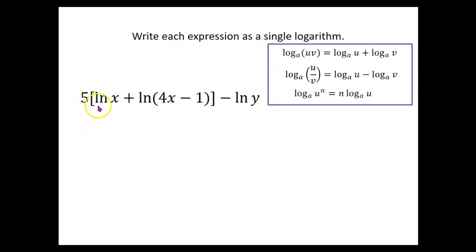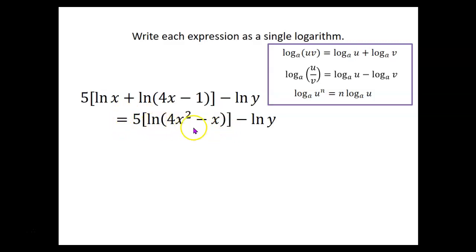How about this? 5 times, in brackets, ln of x plus ln of 4x minus 1, minus ln of y. Okay, first let's take care of what's going on inside the brackets. This is addition. We can turn addition of two separate logarithms into the log of a product, like this: ln of x times 4x minus 1. And I went ahead and multiplied that through and got 4x squared minus x.